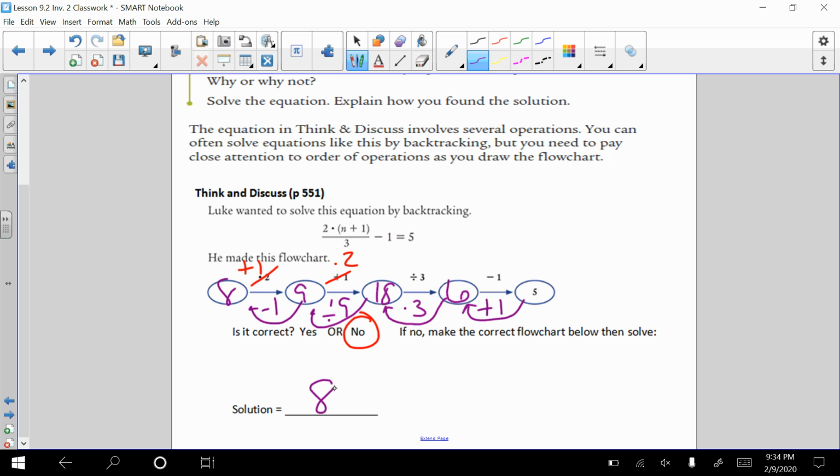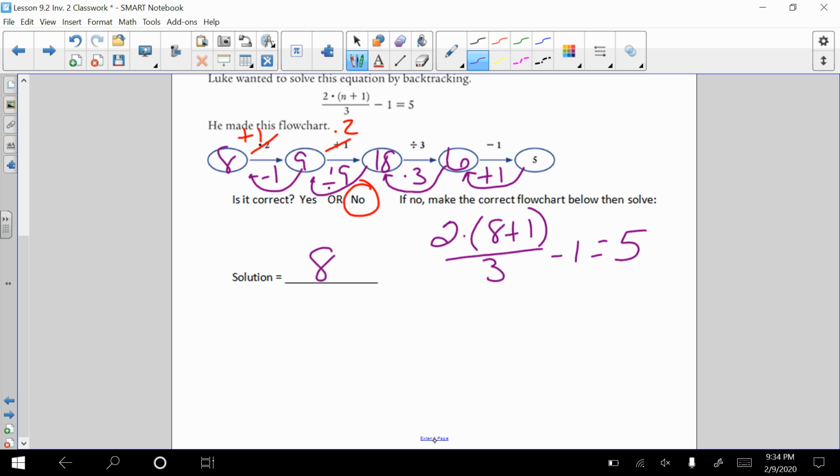So my solution would be 8. And if I wanted to check this, I put 8 back in for my variable and see, does 2 times the quantity of 8 plus 1, all divided by 3, subtracting 1, really equal 5? Well, follow PEMDAS rules. Do what's in parentheses. So the top would give you 2 times 9 divided by 3 minus 1 equals 5, hopefully.